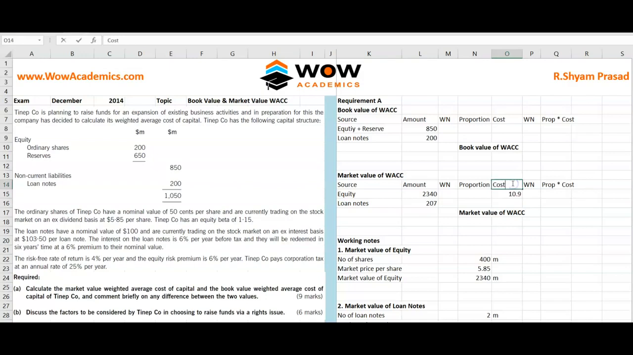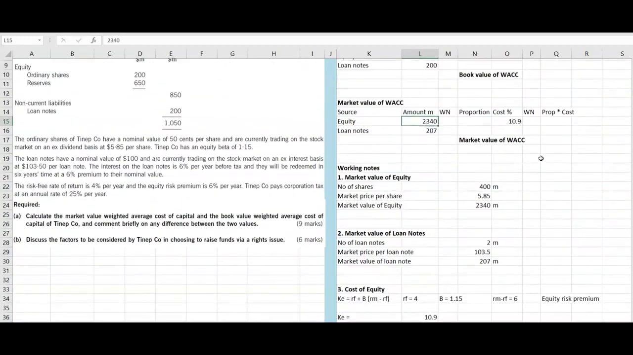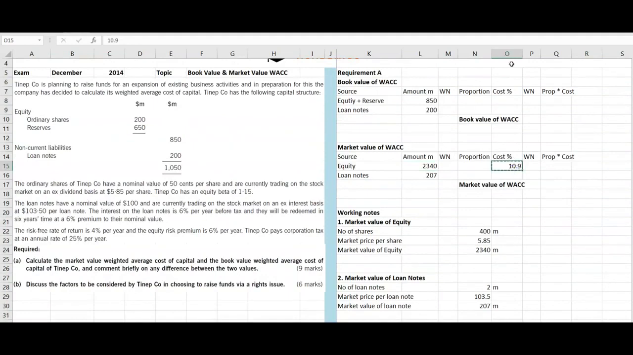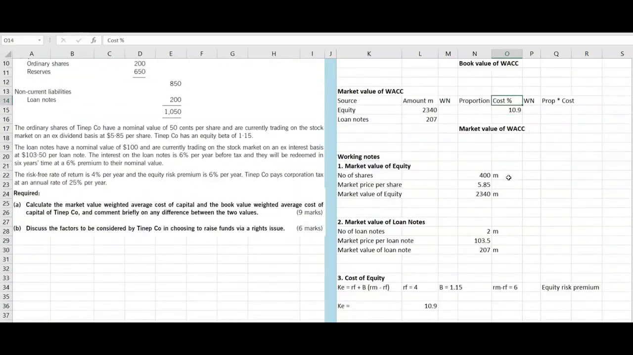This number is always a percentage, so don't worry about that. It's in percentage only, and amounts are always in millions only. All these numbers are cleanly given. So the same 10.9 is for the book value and for the market value. So we got both the numbers.